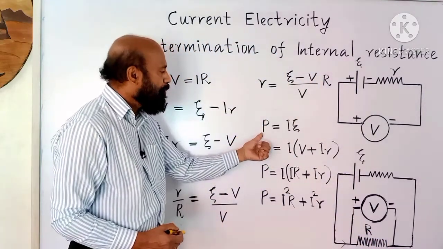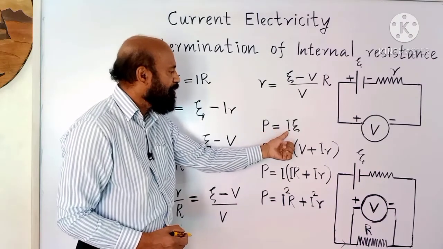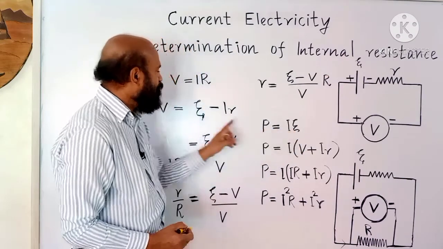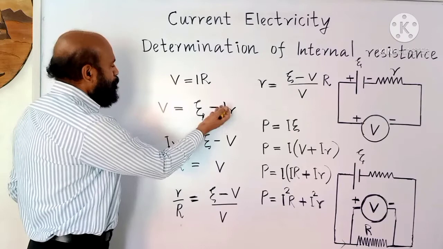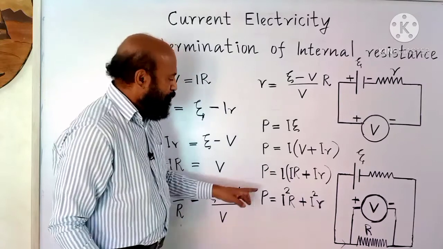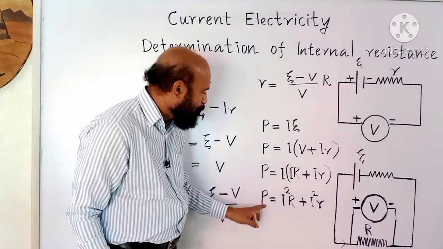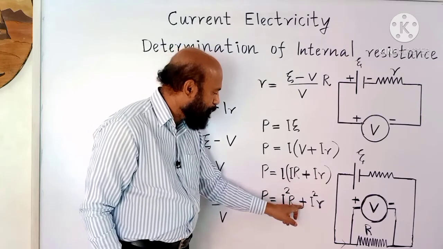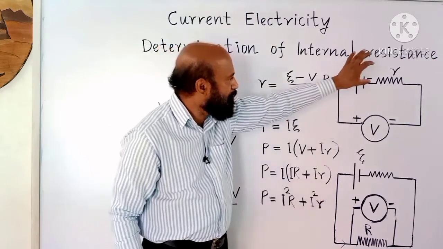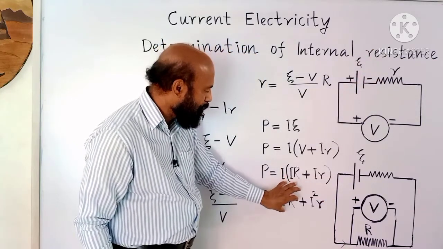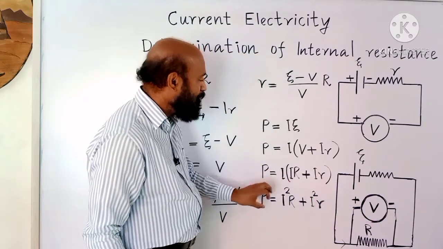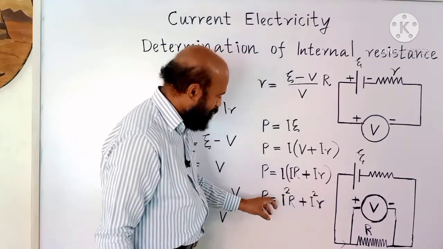Then power is given by this relation, I into psi. For this psi, from this equation we can write V plus Ir. For this V you can write IR. Now remove this bracket. So you will get P is equal to I squared R plus I squared r. So this is the power delivered to the internal resistance. So the power delivered to the external circuit will be lesser than the power rating mentioned in the battery.